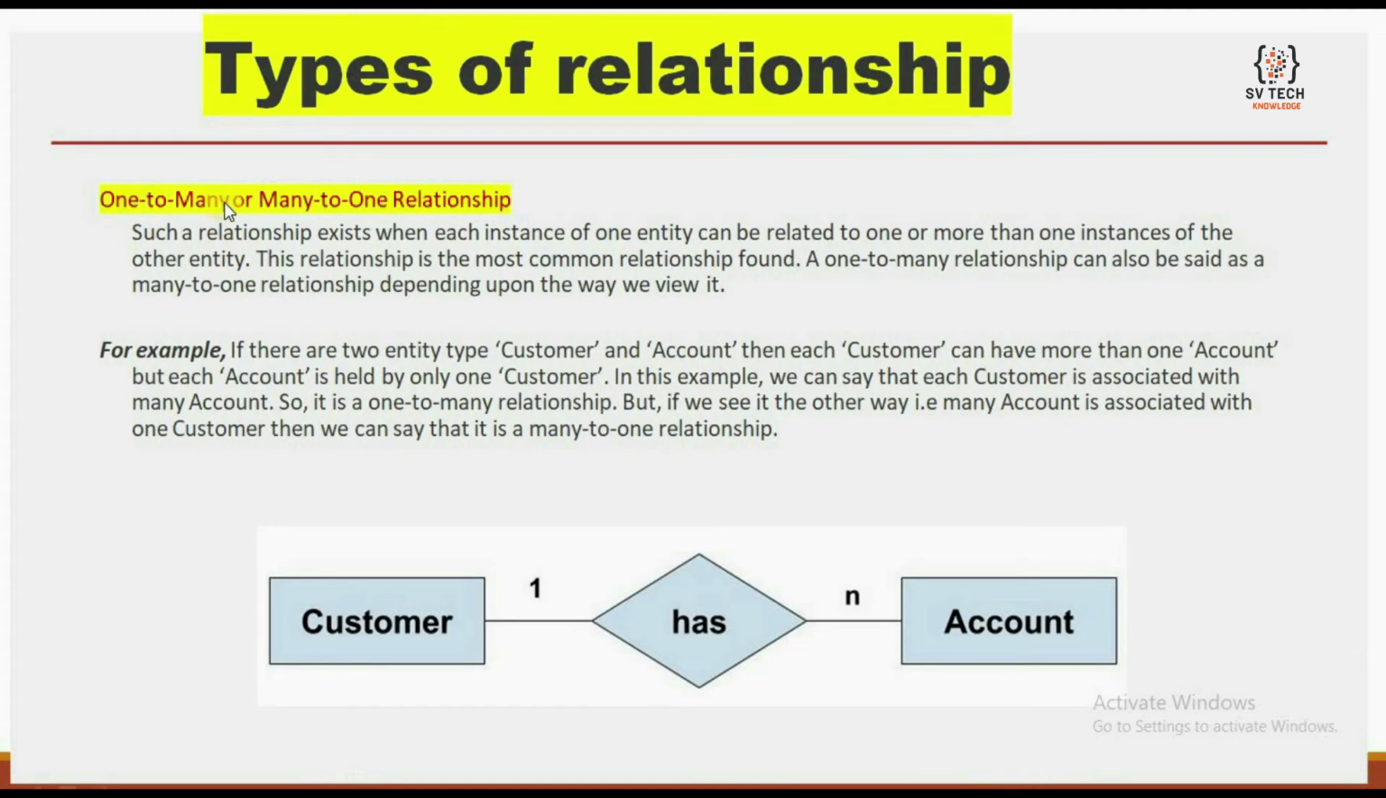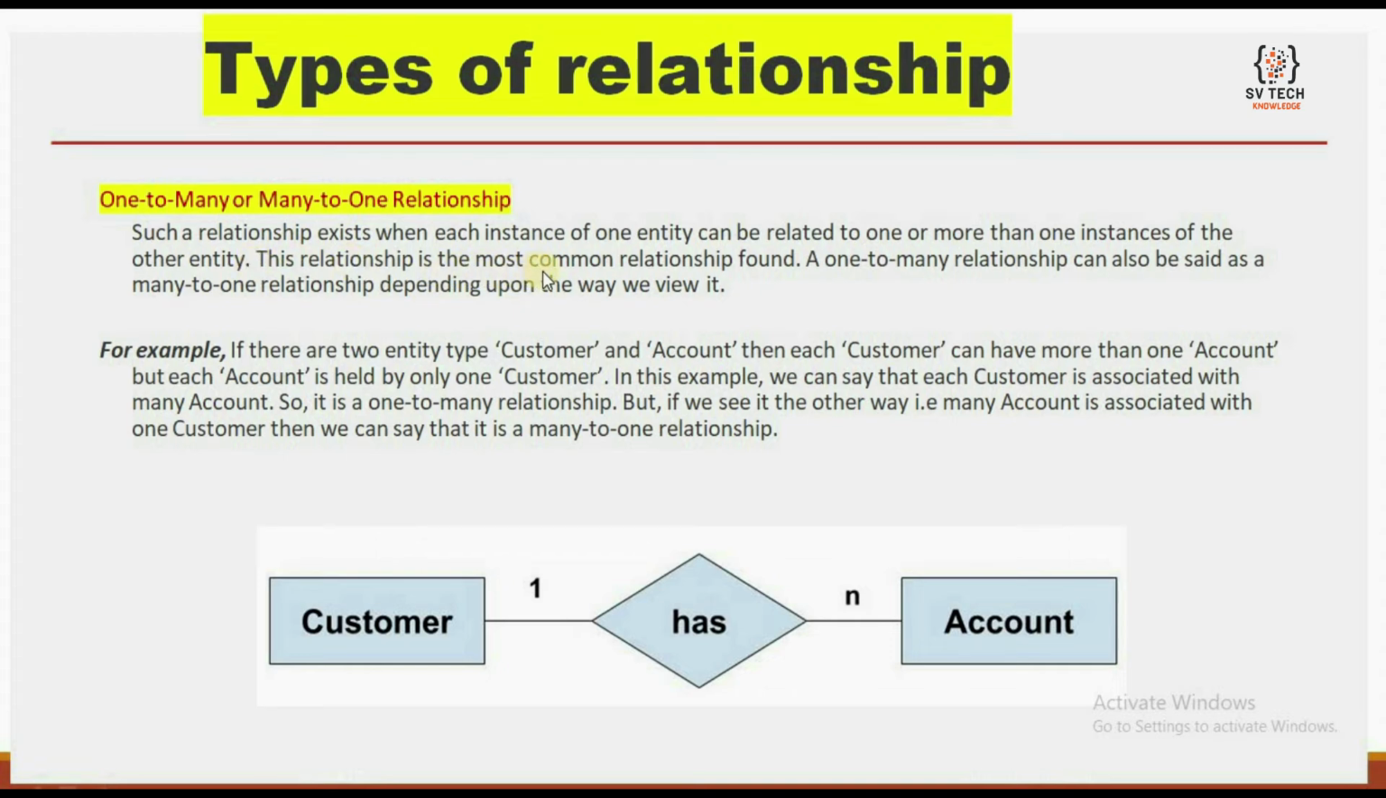Next, one-to-many or many-to-one relationship. Such a relationship exists when each instance of one entity can be related to one or more than one instances of another entity.